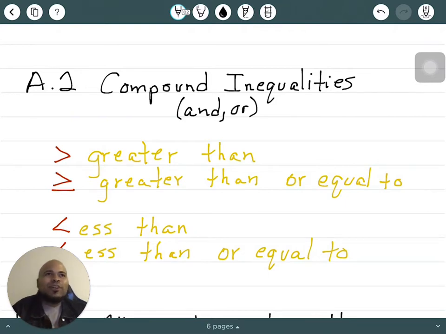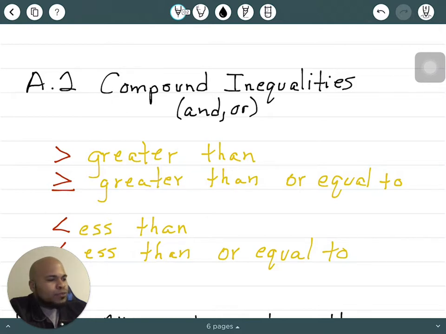And today we're going to talk about compound inequalities, the "and" statement, and the "or" statement. So let's get started. First of all, we have to make sure that we are familiar and we exactly know what we're talking about when we read an inequality sign.